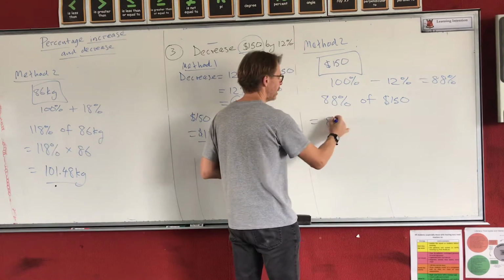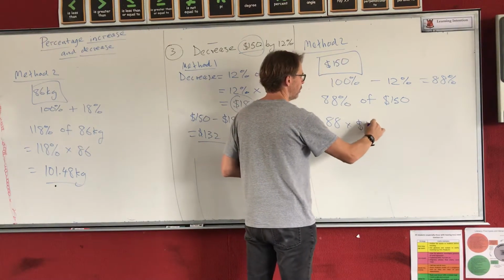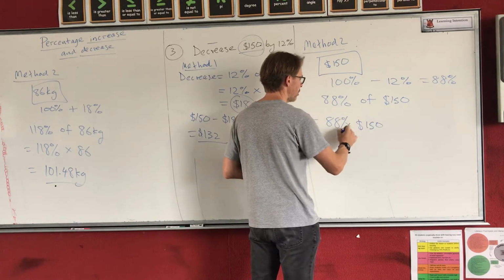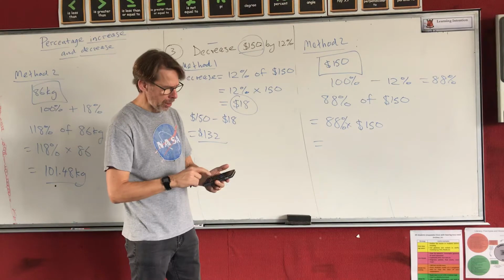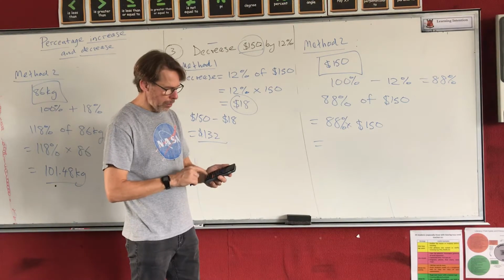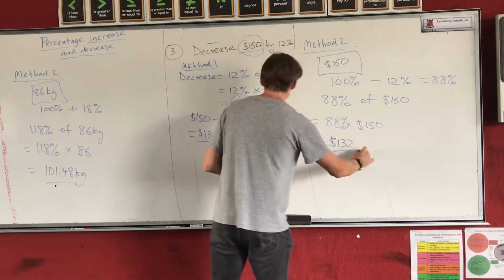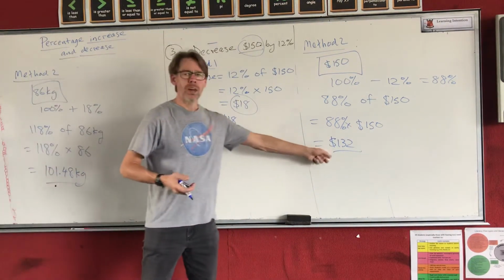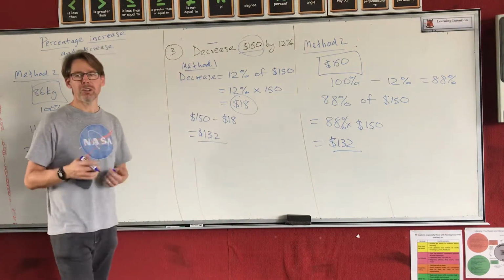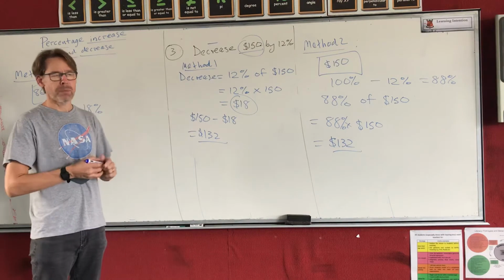Okay, in your calculator, type in 88%, let's work that out. 88 shift percent times 150 equals $132. Okay, so same as before. Either method is fine, you can choose which one you want to do, but for your notes, I want you to copy down both examples.